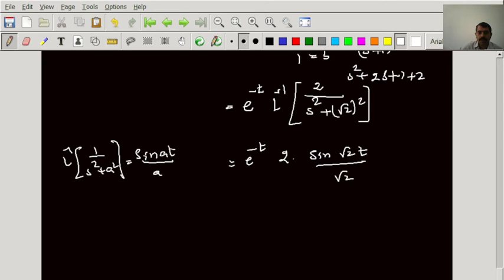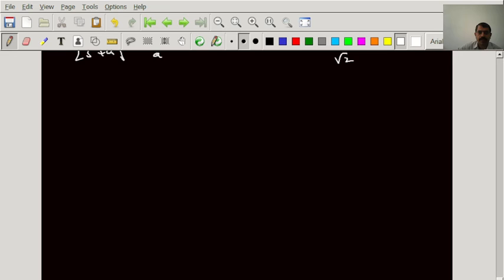Suppose we have the question in the form of inverse Laplace of 2s minus 3 dividing by s square plus 6s minus 7.